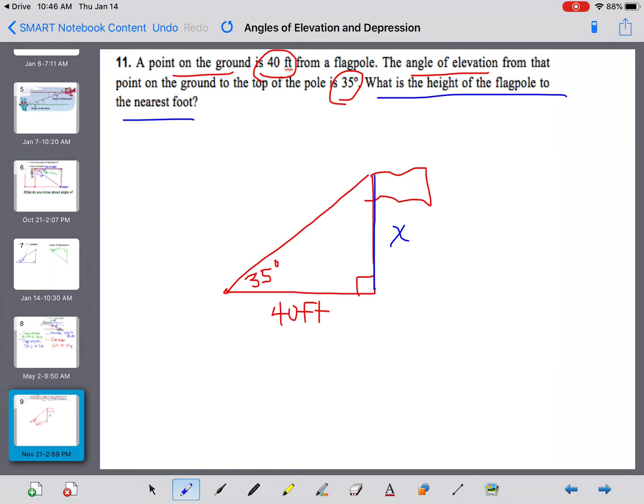We're going to use our trig functions. Looks like we have the opposite side and the adjacent. So the opposite and the adjacent means we're going to use the tangent function. So the tangent of 35 degrees equals my opposite side, x, divided by 40. And we know the number in the bottom means I'm going to multiply both sides by 40.